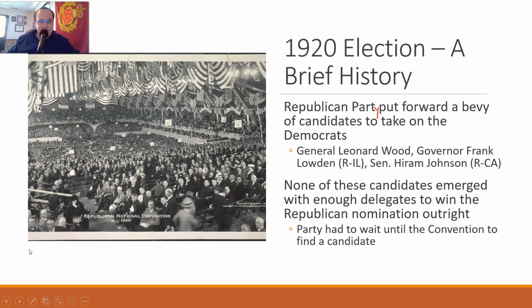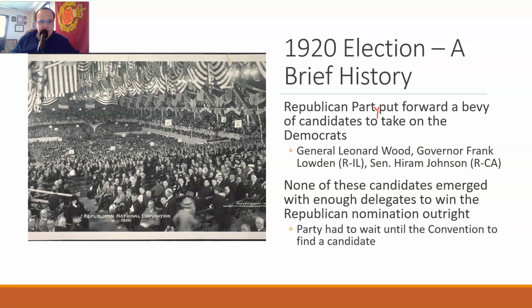The Republicans put forward just a bevy, which means a whole lot of candidates, to try to take on the Democrats in this election. There was General Leonard Wood. I don't expect you to remember these names. Governor Frank Lowden of Illinois. Hiram Johnson, senator from California. But none of the candidates here emerged with anything close to enough delegates to win the Republican nomination outright.